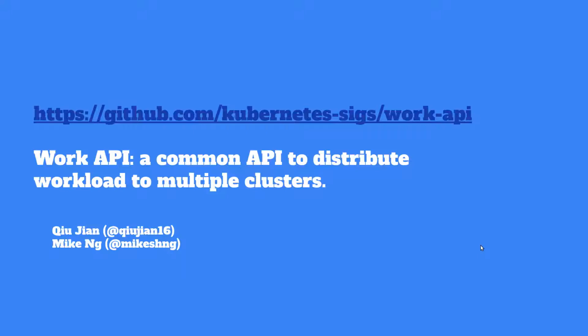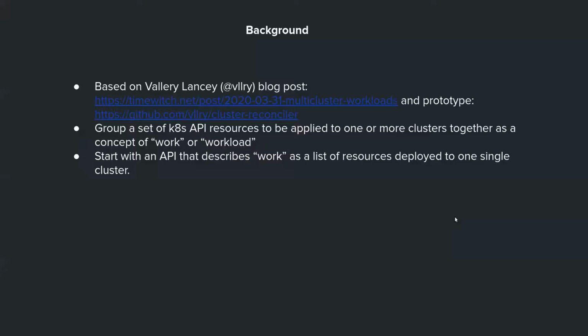So the Work API is basically a common API to distribute workload to multiple clusters. Some background information, first of all. This Work API project was mostly inspired by Valerie Lancey's multi-cluster workload blog post and the prototype, which basically describes a group of set of resources and apply them to one or more Kubernetes clusters as work or workload. As of now, we're keeping the API simple and it's only responsible for describing the list of work it needs to deploy to a single cluster.